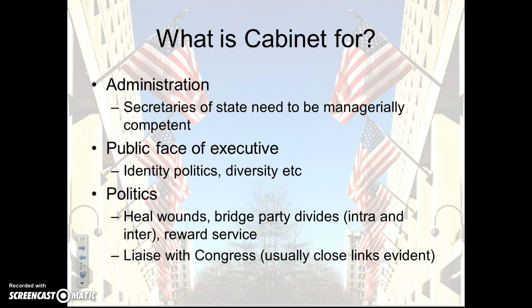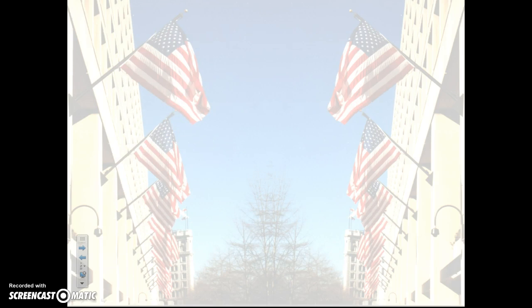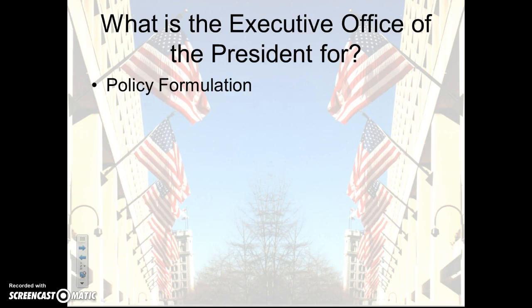Many cabinet secretaries will be lifted from Congress because every now and again the president, like it or not, has to deal with Congress. And indeed, remember, Congress has full oversight of the state departments. And so the secretaries of state who are responsible for those departments need to be able to work with Congress. So that's cabinet. What about ExOp?